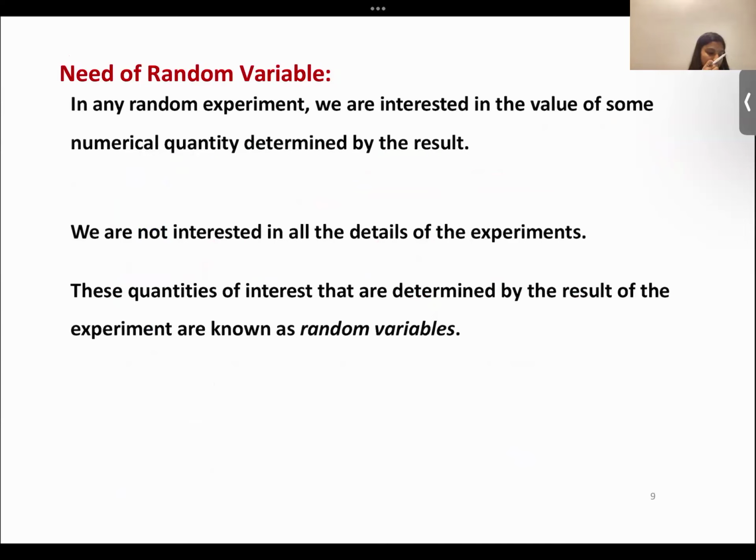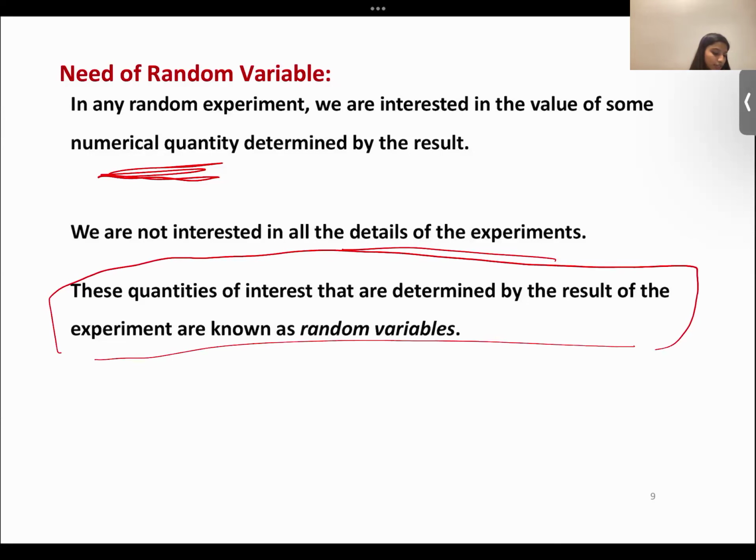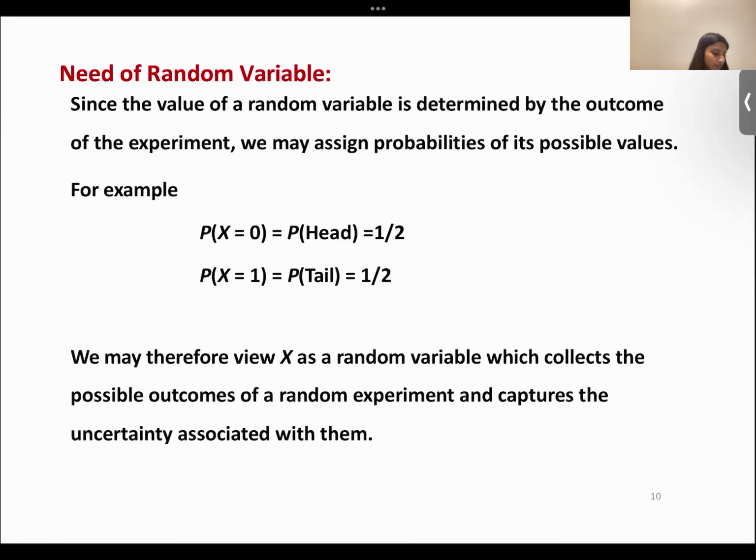So in any random experiment, we're interested in the value of the numerical quantity determined by the result, as we said, because that would be used to compute by the machine. And you're not interested in the details of the experiment. So these quantities of interest that are determined by the result of the experiment are known as random variables.